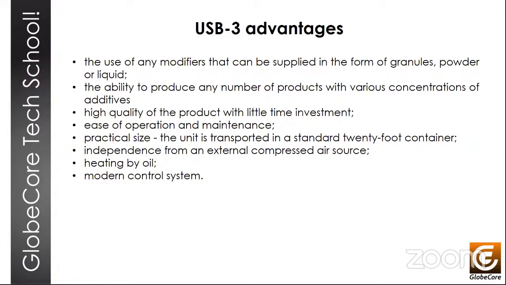All of the pipelines, pumps, the mill itself, the tank with the turbine mixer, they're all heated with oil. And heating with oil is the most gentle and efficient method for heating components and bitumen pipelines.